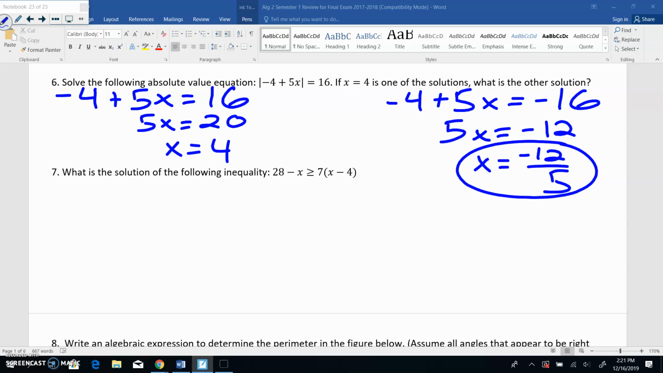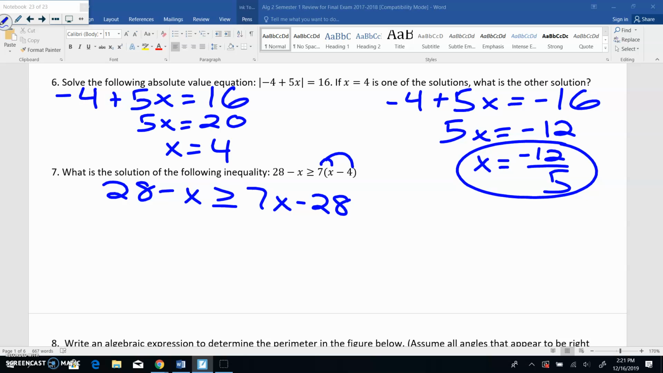Okay? Number 7. Okay, number 7 is, again, just simply solve it, okay? So start by distributing your 7. All right, so left side of the equation does not change. All right, right side now looks like this, 7x minus 28. Cool. You have choices here. You can bring stuff to the right or left. It does not matter. It's up to you.